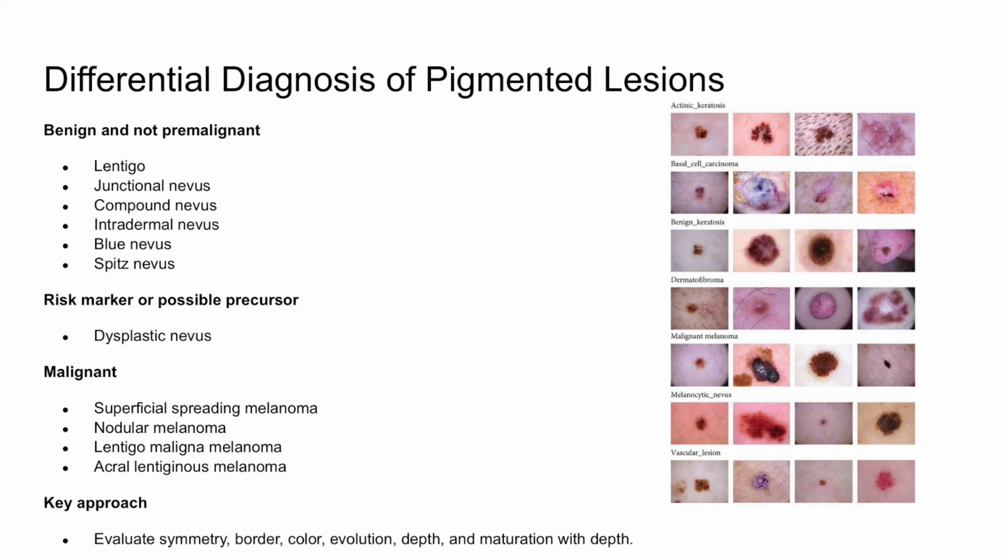Evaluate the lesion symmetry, border, color distribution, evolution, and relationship to the patient's other moles. And so histologically assess cytologic atypia and maturation with depth. Color alone cannot establish the diagnosis, so an evolving or otherwise suspicious lesion requires appropriate biopsy.